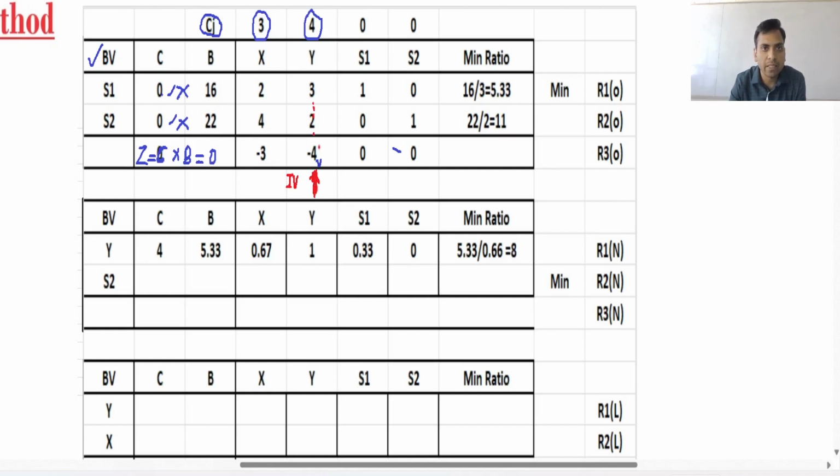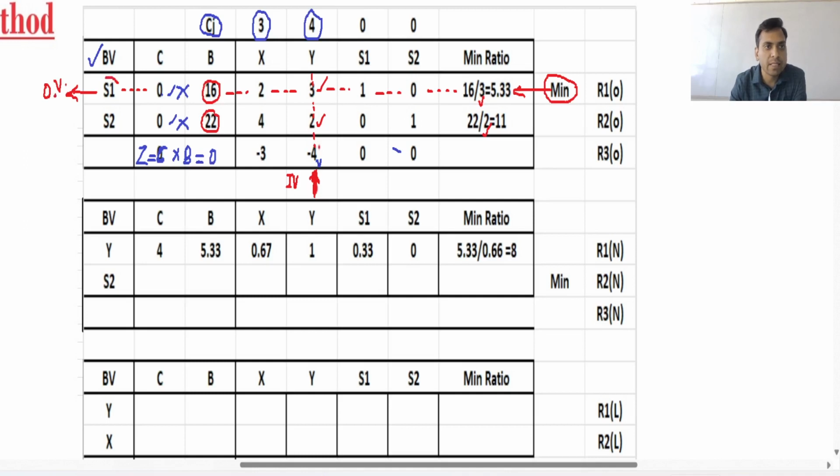And for these two elements in the incoming vector, we will use this 3 and this 2 as the denominators for the ratios. The numerators are 16 and 22. So this is 16 upon 3, which is 5.33, and 22 upon 2, which is 11. Of these two numbers, the minimum is this one. This minimum number's row is considered as the outgoing vector, OV.